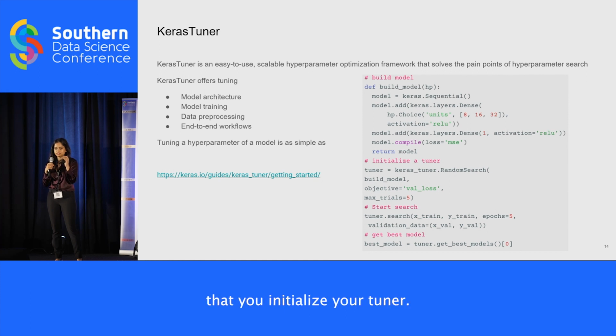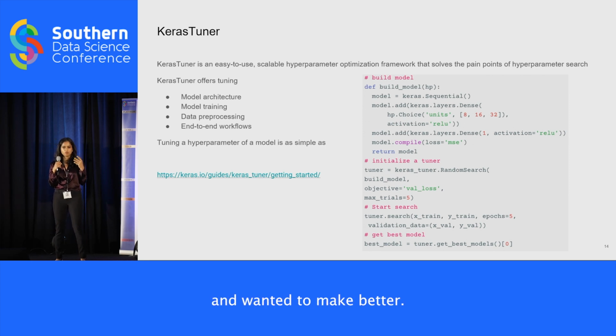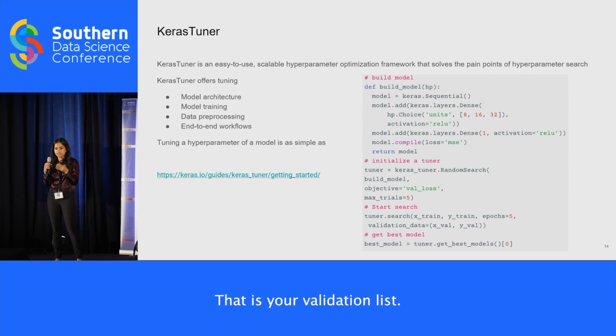And following that, you initialize your Keras Tuner, in this case with random search. You specify your built model and the objective, that is, what do you want it to make better? That is your validation loss. And how many tries do you want your Keras Tuner to make? After initializing the tuner, you start the search, and then you get the best model. You get a list of best models, and you can choose what you want to work with.